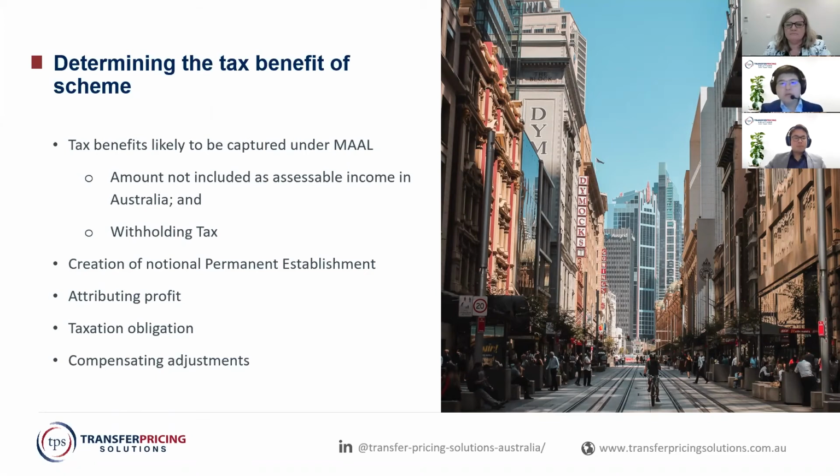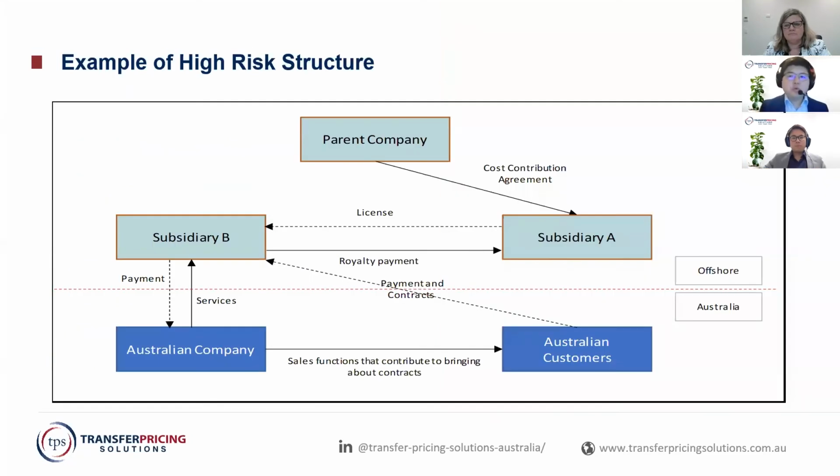Okay, so now with the risk assessment out of the way, we have come up with two examples for you, just to show you what a high risk structure would look like versus a low risk one. If you look at first the high risk structure here, this is quite a complex structure. You have your parent entity. Now these are all SGE group. You have your parent entity entering into a cost contribution agreement with a subsidiary. We call it subsidiary A for this purpose. And this subsidiary is in a tax haven jurisdiction.